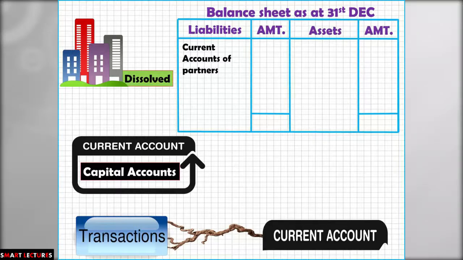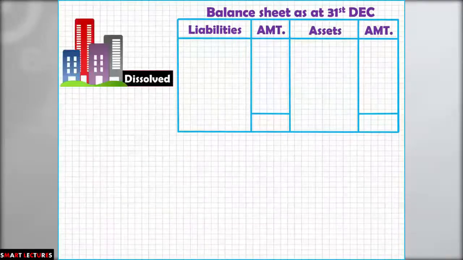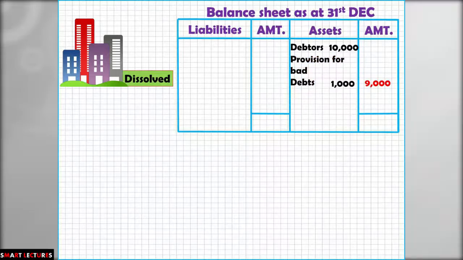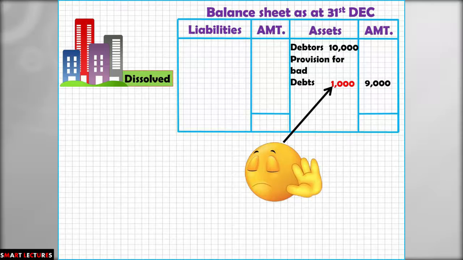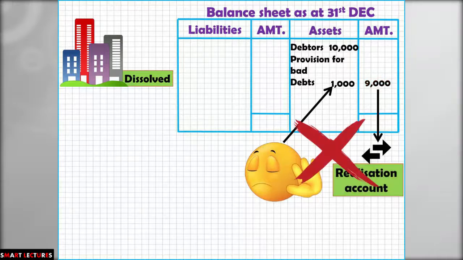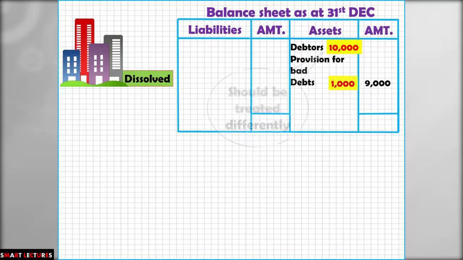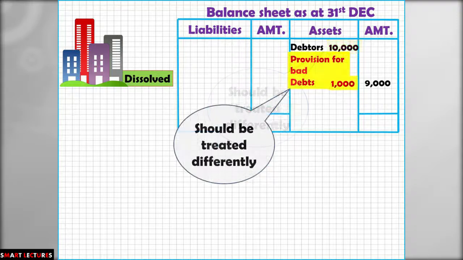And sometimes when you are studying some balance sheet and the firm is getting dissolved, on the asset side you find debtors, for example 10,000 in the inner column, and in the inner column you find provision for bad debts rupees 1,000, and in the outer column it is 9,000. Sometimes some students ignore 1,000, straightway they transfer rupees 9,000 to the realization account. That's totally wrong, because there are two items, rupees 10,000 and rupees 1,000. 10,000 should be treated differently and provision for bad debts of rupees 1,000 should be treated differently.